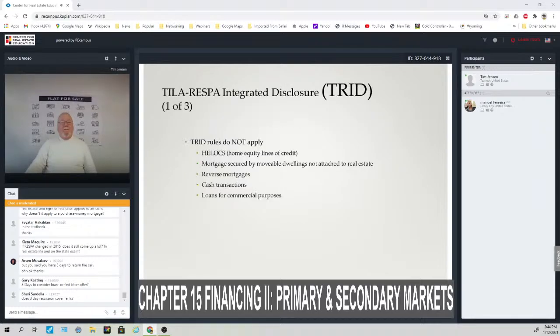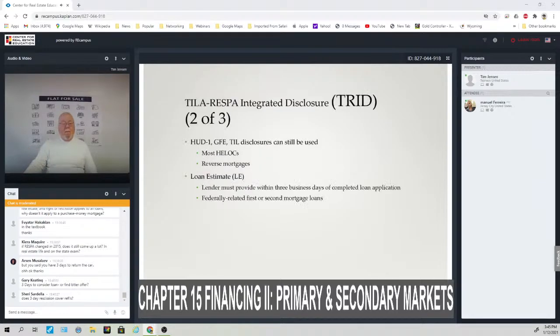All right. TRID rules do not apply to home equity lines of credit, to mortgages secured by a movable dwelling, mobile homes, reverse mortgages, cash transactions, and commercial loans. They do not apply to those. There is still some paperwork from RESPA that you can use for HELOCs and reverse mortgages, including the HUD-1, the GFE, and the TIL disclosures can be used.